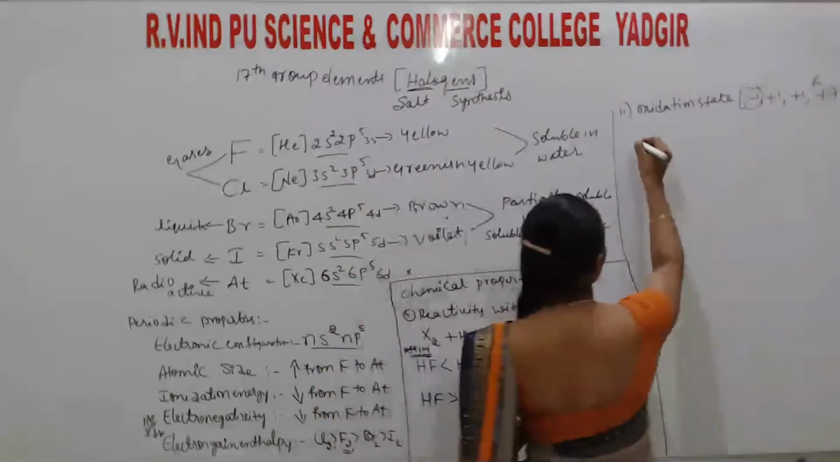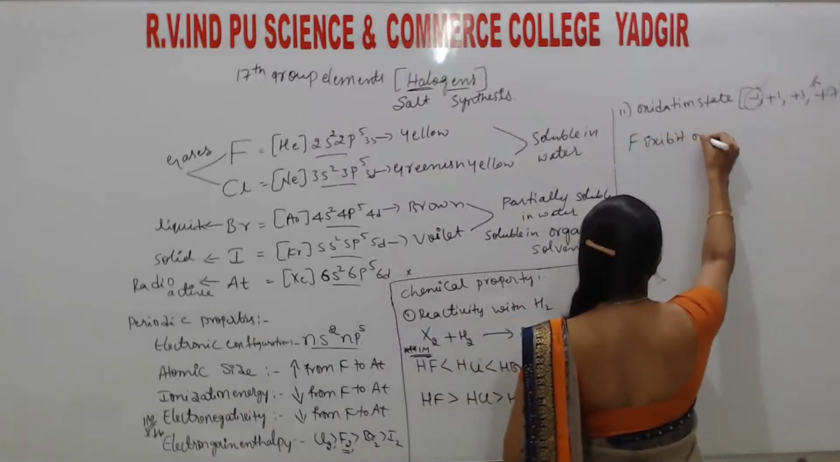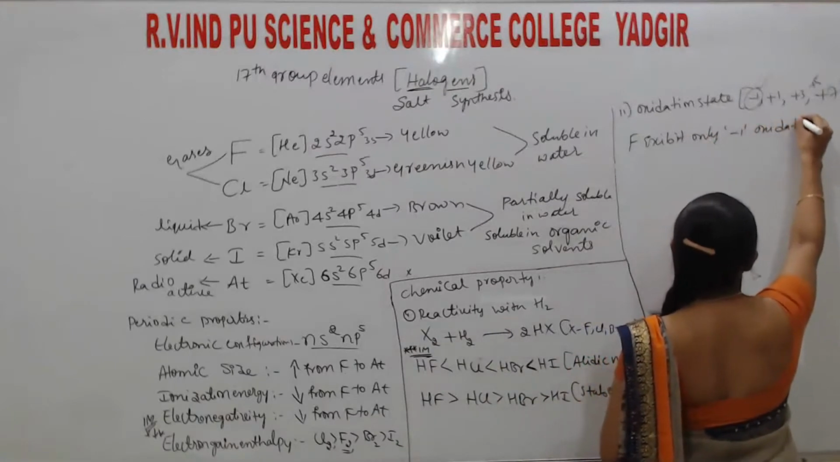So fluorine exhibits only minus 1 oxidation state.